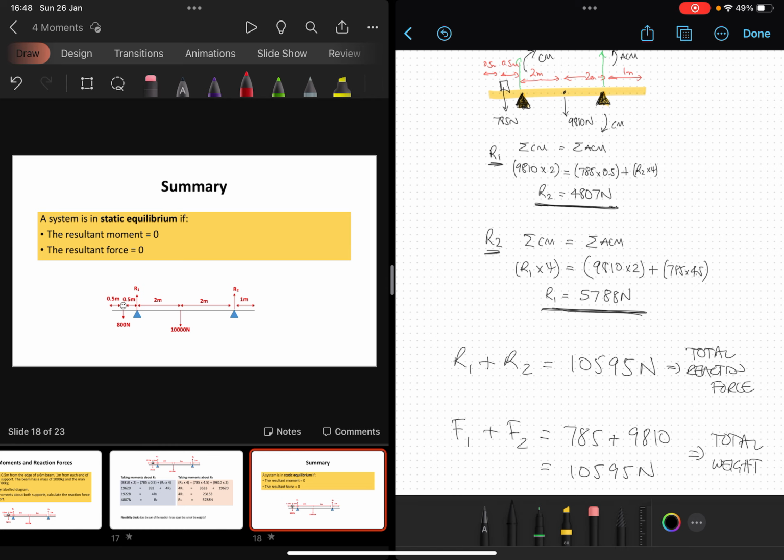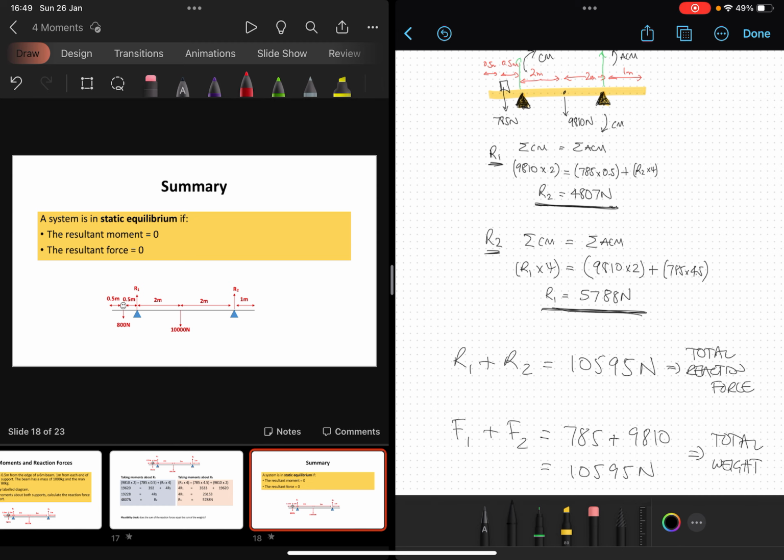If an object is in static equilibrium, then there should be no resultant moment. So the clockwise moment and the anti-clockwise moment should be equal to each other, i.e. they add up to 0 because they're in the opposite direction. And the resultant of all the forces should be equal to 0. In other words, the downward weight and the upward reaction force values have equal and opposite magnitude and direction. So they add up to 0 as well.